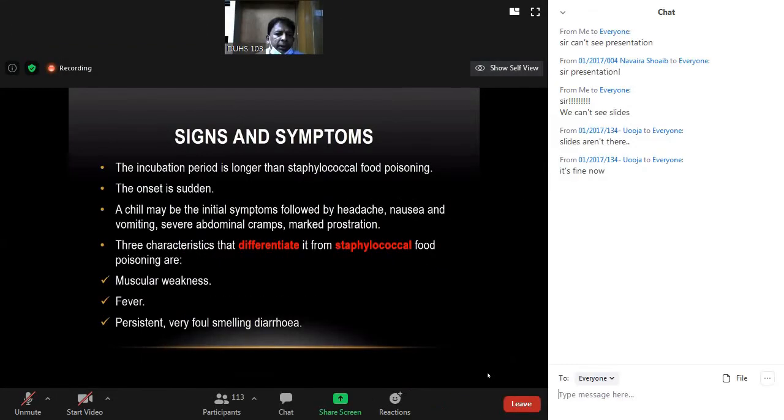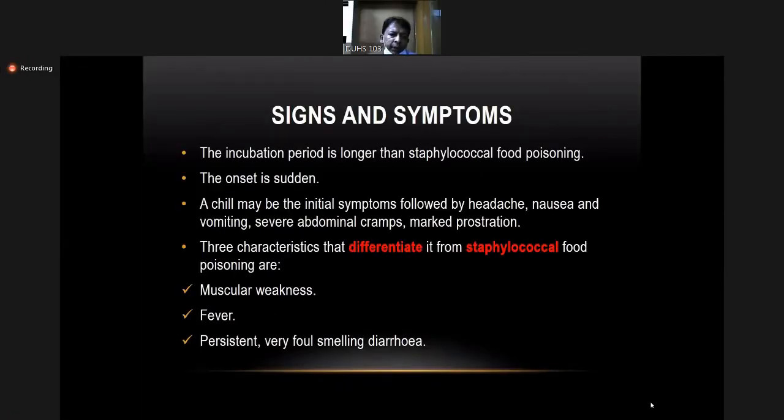The incubation period is longer than in staphylococcal food poisoning. The onset is sudden. The chill may come with fever, followed by headache, nausea, vomiting, severe abdominal cramps, and marked prostration. In detail, the three characteristics that differentiate it from staphylococcal food poisoning are muscular weakness, fever, persistent and very foul-smelling diarrhea.